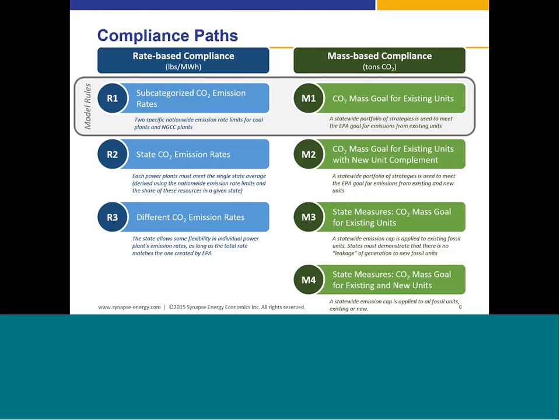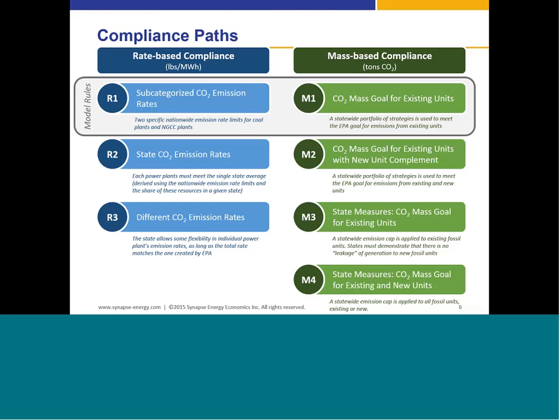The third rate path is what I'll call the different CO2 emission rates. And under this path, states make up their own rates that they then apply to all the different units in the state. And they can do that as long as the average of the rates that they apply equals the target set up in R2. So those are the rate-based paths.